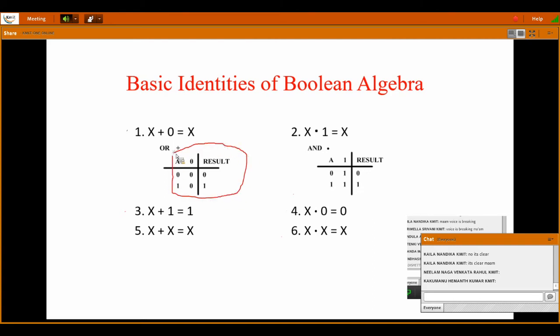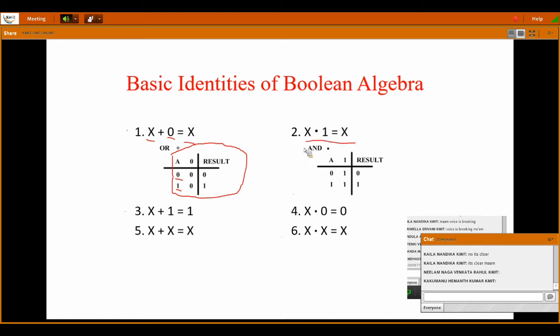See, the A here is taken as A. So A and 0, these are the two inputs. One is x and one is 0. So x can be anything, that is A can be anything, 0 and 1, and the second input is 0. So 0 plus 0 is 0 and 1 plus 0 is 1. Our OR gate, if you remember, 1 plus 0 is 1. That is nothing but the first identity. So any variable ORed with 0 will be the variable itself.